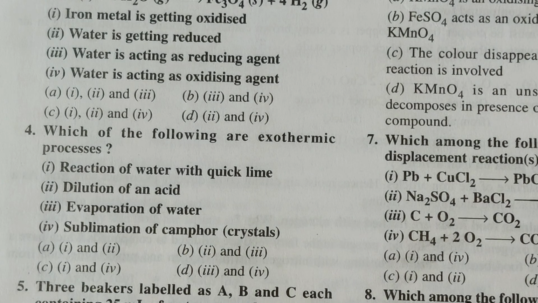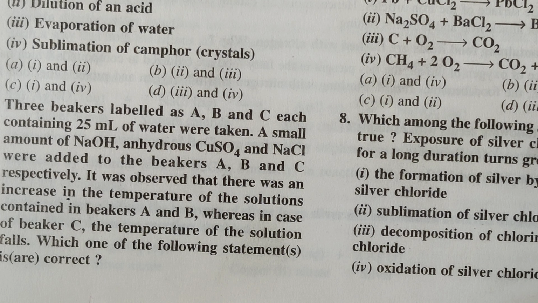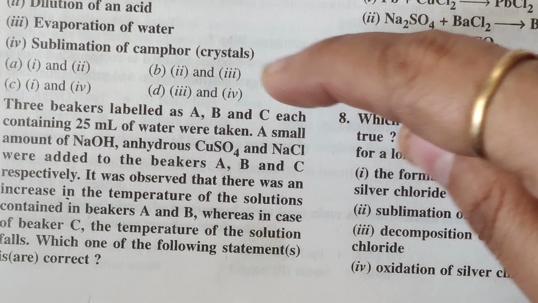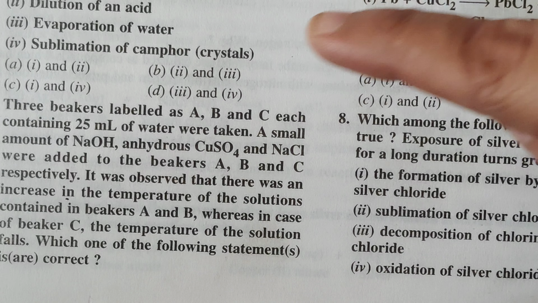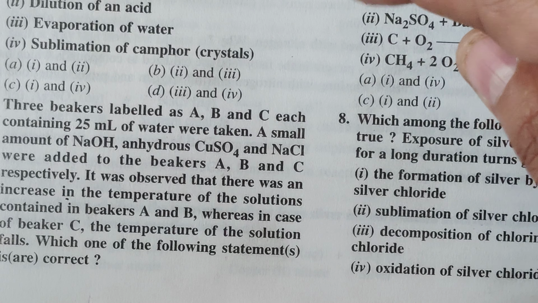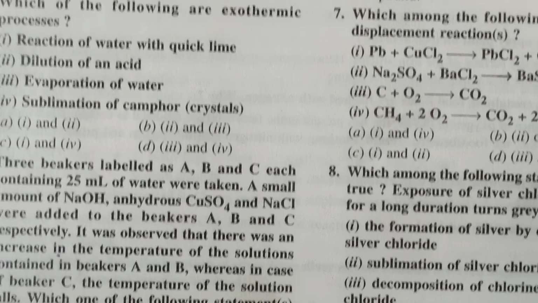Now 3 beakers are labeled A, B, C containing 25 ml of water. Now a small amount of NaOH, CuSO4 and NaCl are added. There was an increase in temperature in A and B. A and B में temperature increase हुआ है, which means it is an exothermic reaction. Whereas in C there is a fall in temperature, which means it is an endothermic reaction.